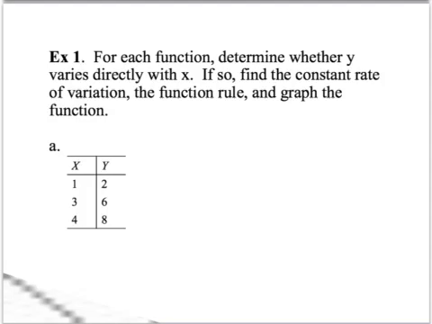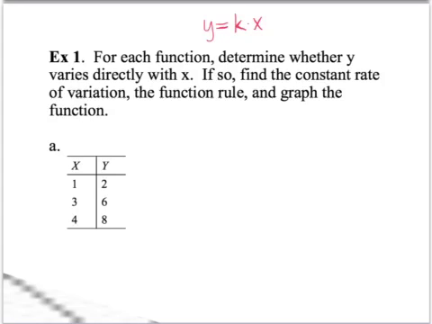Let's go ahead and practice. Example 1, problem A, says for each function, determine whether y varies directly with x. What that means is we want to know, are these going to be in the form y equals k times x? And if it is, you want to find the constant rate of variation, which means find k. Then you need to write the function rule and then graph the function. Now the graphing of the function I want you to do on your own.